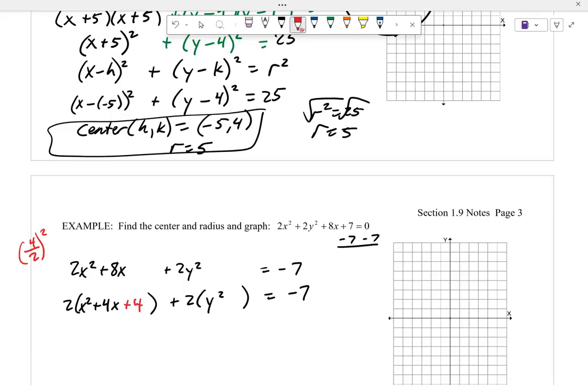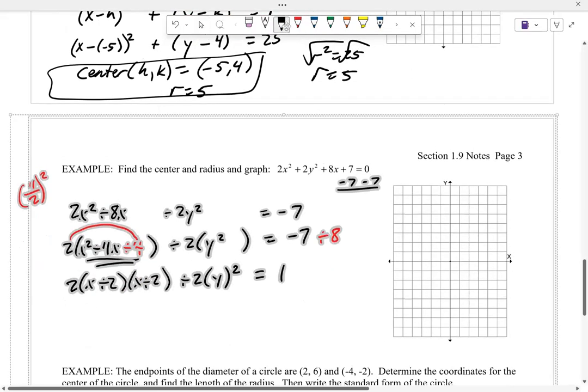now be careful, I didn't really add 4 to this side. I actually added 8 because of the 2 on the front there. If I distribute that, 2 times 4 is 8. So I got to add 8 to the other side. Now this will factor. So I have 2 times x plus 2 squared. And y squared already is a perfect square. That's y minus 0 squared. Over here I got 1. So here's what we got.